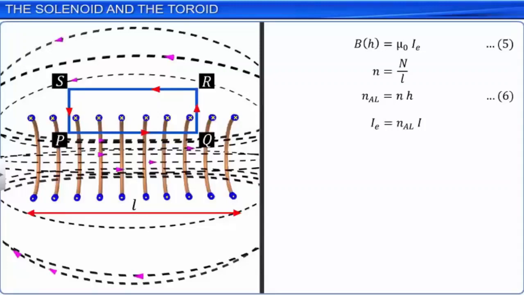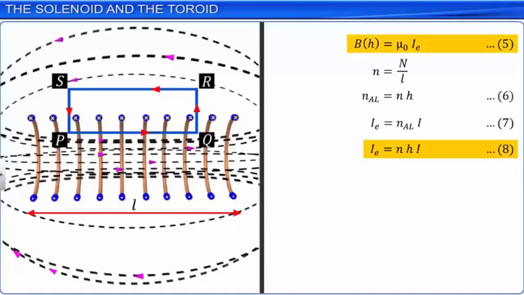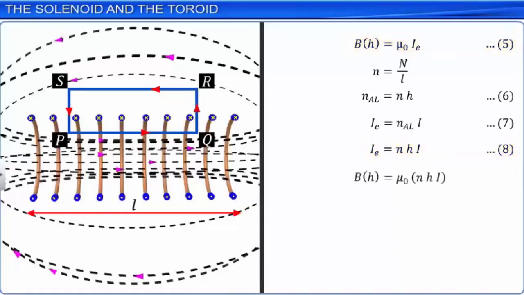On substituting equation 6 in equation 7, we get the total current enclosed by the Amperian loop, IE, is equal to nhI. Let this be equation 8. Substitute the value of IE from equation 8 in equation 5. We get B into h is equal to mu naught into nhI. This implies that the magnetic induction due to the solenoid B is equal to mu naught nI. Let this be equation 9. The direction of the magnetic field can be found using the right-hand thumb rule.